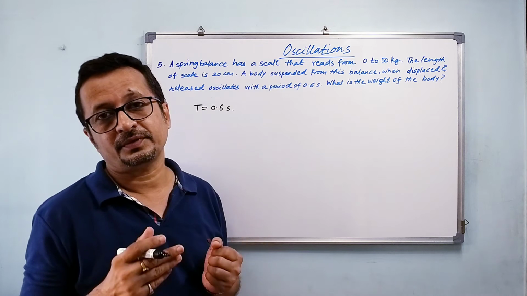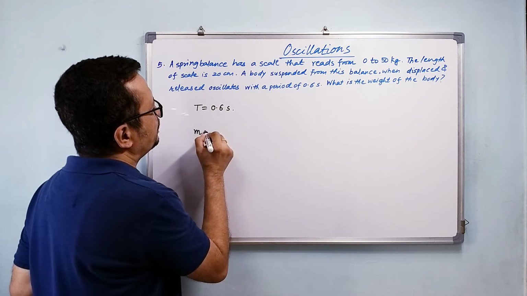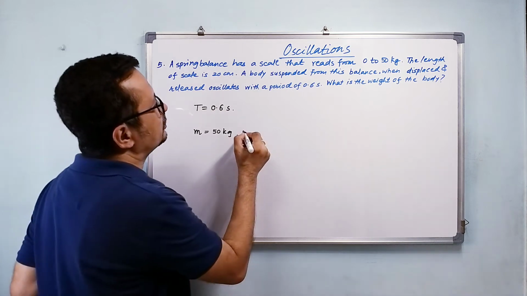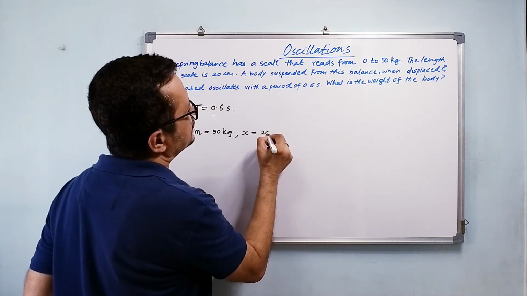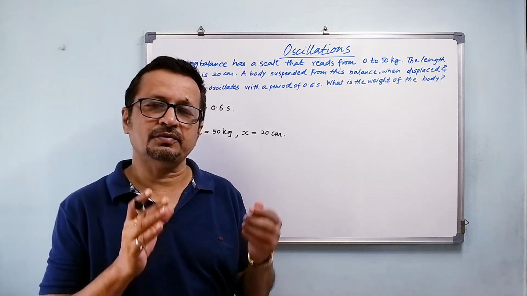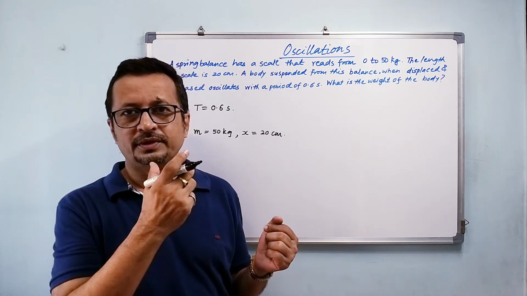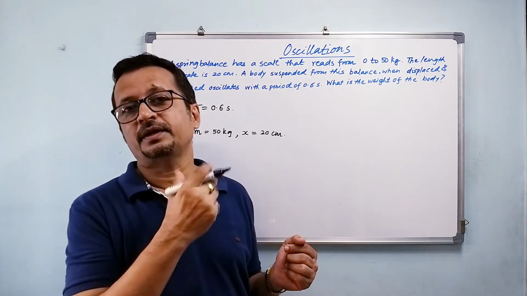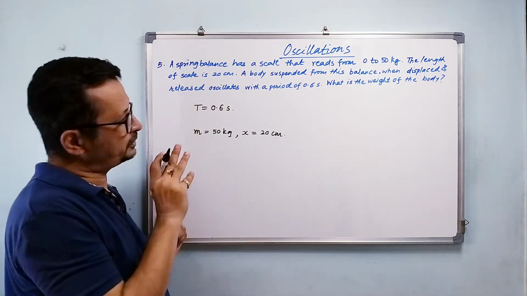So what does it mean? That means when I suspend a mass of 50 kg, the spring will elongate by how much? It would be 20 centimeter. Correct. When the mass is 0, the pointer will point at 0 kg, and when I suspend 50 kg from the hook, it will extend by 20 centimeter. So that is what is known here.